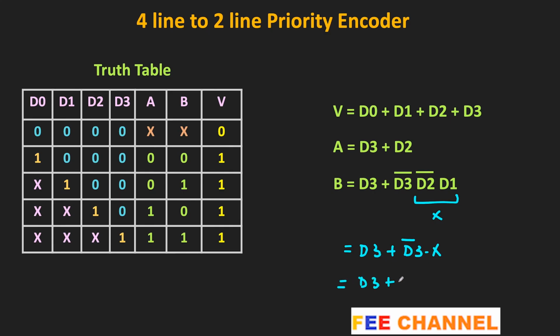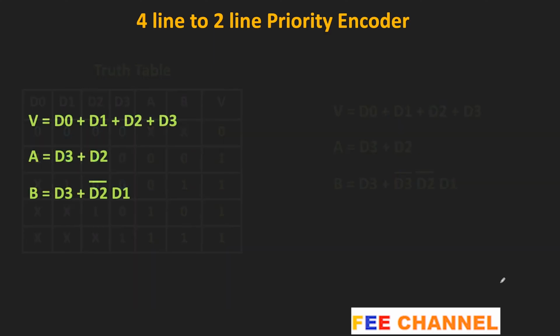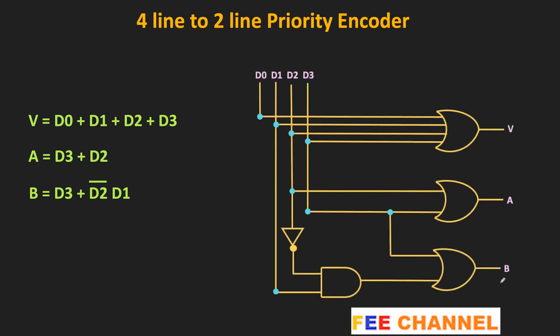So in this way, we got the three different expressions for A, B, and V. And with the help of these logical expressions, we can easily design the logic circuit. So this is the logic circuit of this 4-line to 2-line priority encoder. As you can see, using the two OR gates, the output V and the output A are generated. And using the AND, OR and the NOT gate, the output B is generated. So in this way, we can design this 4-line to 2-line priority encoder.